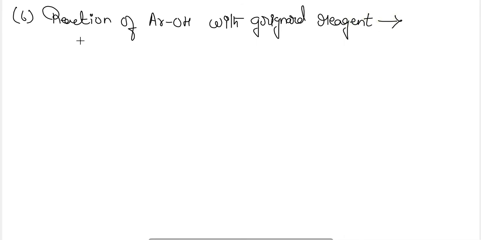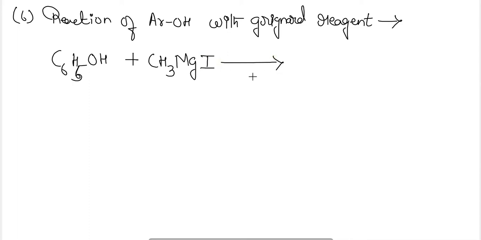Grignard reagent. Like alcohols, phenols also react with Grignard reagent to form alkanes. So here phenol, that is C6H5OH, will react with a Grignard reagent such as CH3MgI, methyl magnesium iodide. Then it will form the alkane, that is methane, plus magnesium oxy compound.